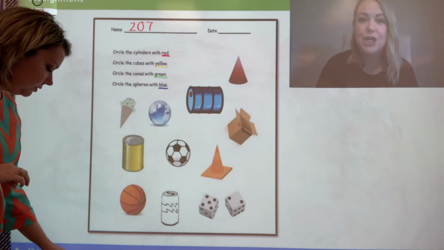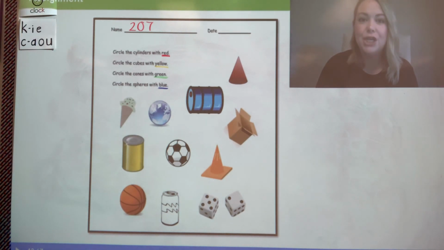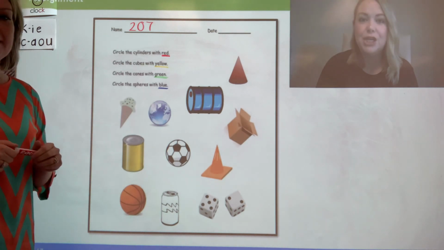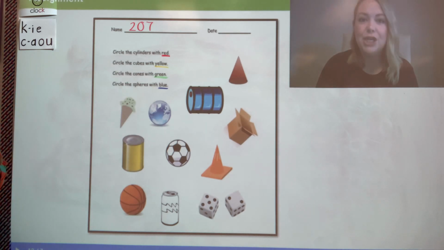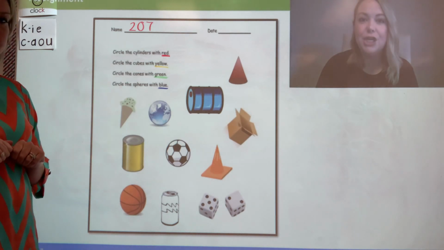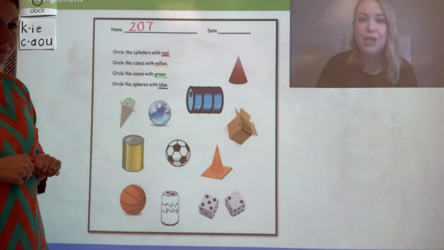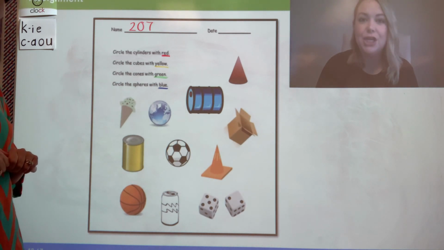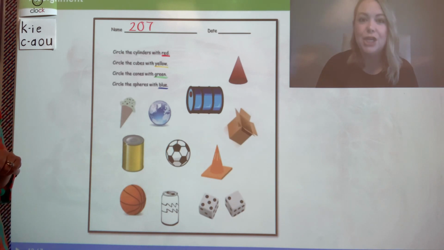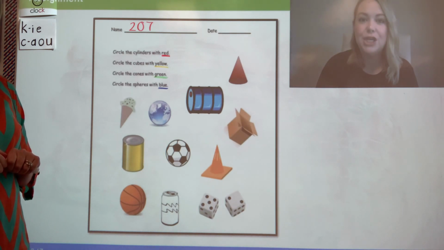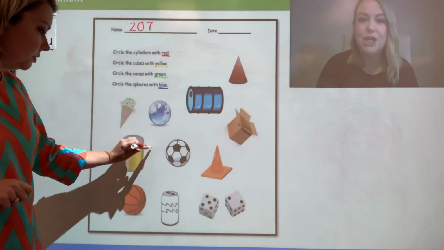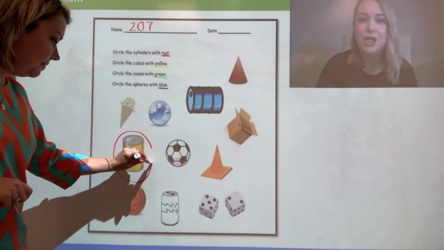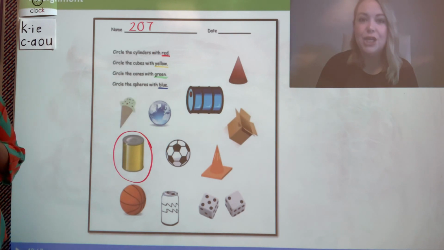Let's take our red crayon. Who can raise their hand and share out, name an object that you think is the shape of a cylinder? Anya. The can. The yellow can. I can circle my yellow can. That is the shape of a cylinder.